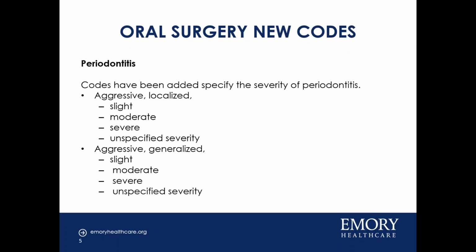Periodontitis. We've had aggressive and localized and aggressive and generalized, and now these codes want to specify the severity as slight, moderate, severe, or unspecified, which of course we don't want to use unspecified. And the same thing for chronic periodontitis. We always had localized and generalized. Now we have the severity: slight, moderate, or severe.